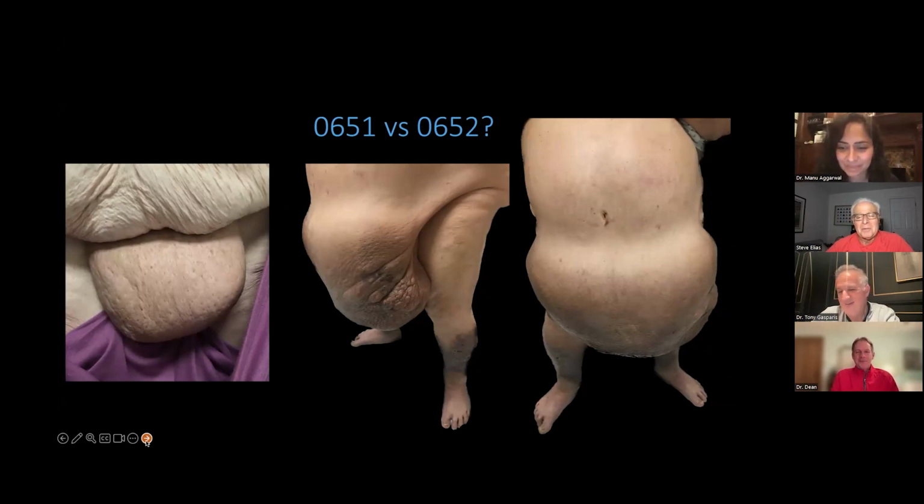Steve, how about labial lymphedema? I don't see a lot of that. When I have, it's in the setting usually of previous pelvic lymph node dissection. It's rare, but I see it, and it's usually not anything on the scale of this. It's rather modest. I don't know about you. Would that patient be a 652 candidate? Oh yeah, absolutely. Definitely a 652 candidate.